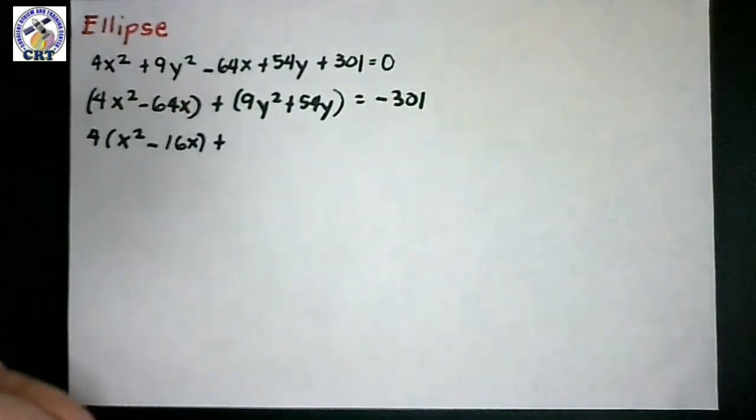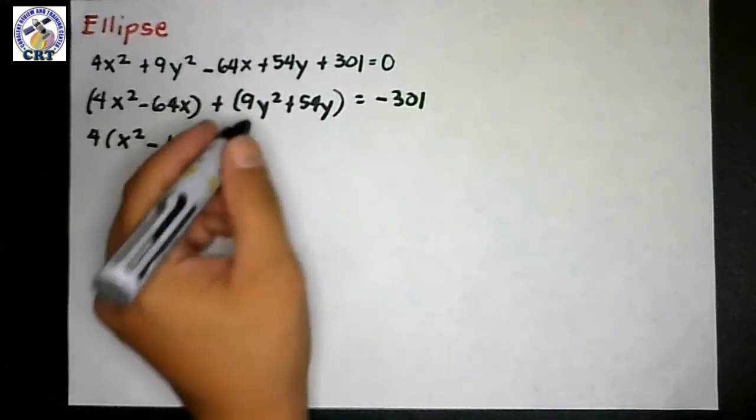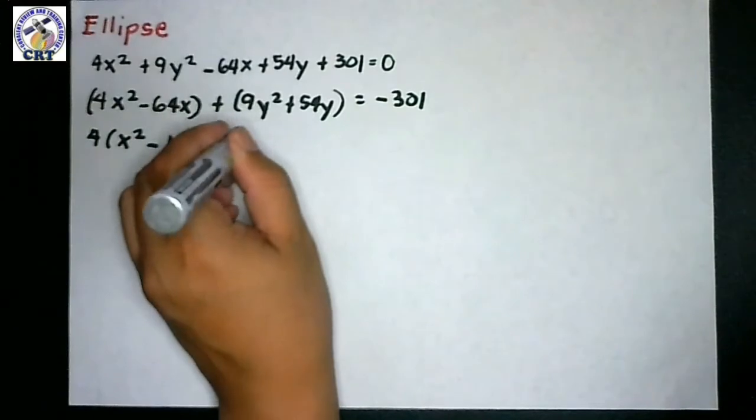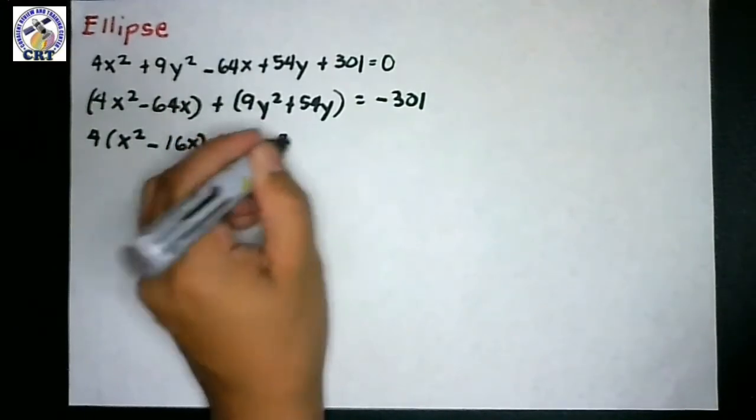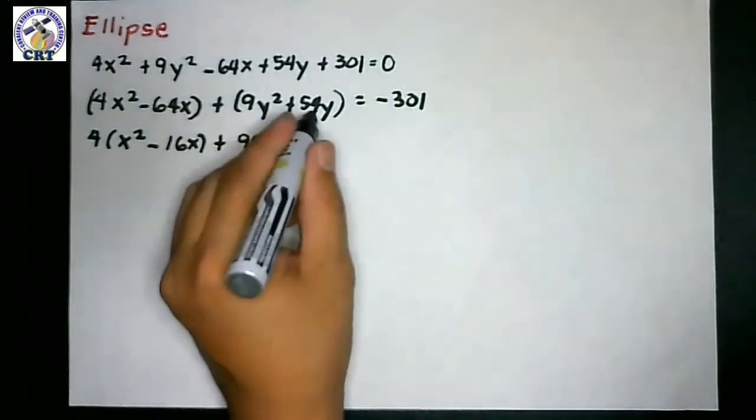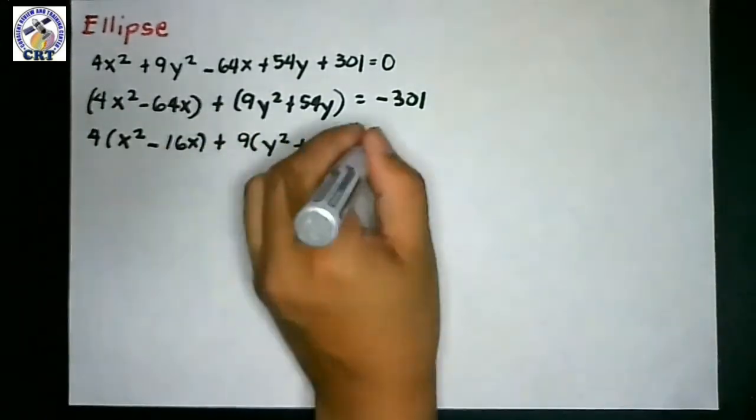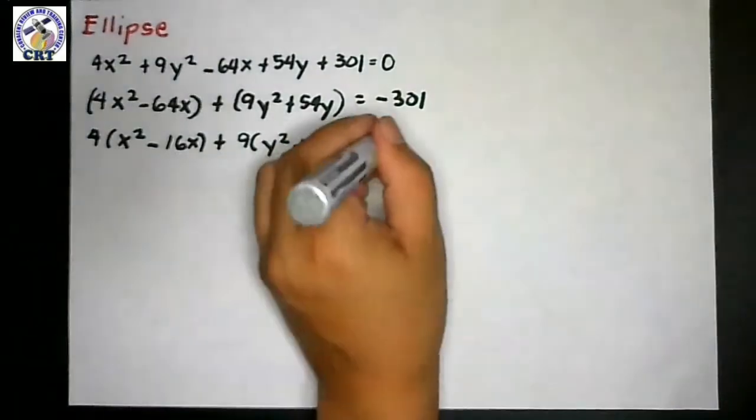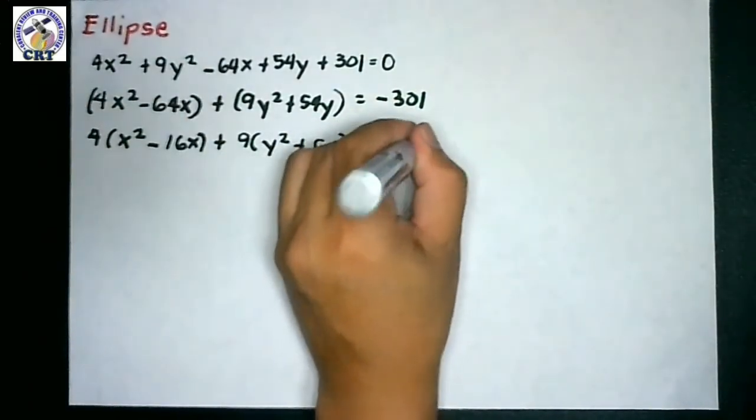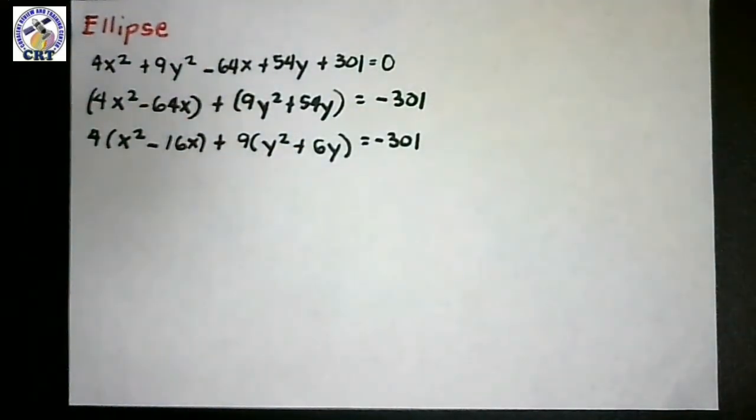Then, ito naman sa group of y, ang ipa-factor natin yung 9. Okay, so 9 para maging y squared na lang. And then, yung 54, pag nag-factor out ka ng 9, magiging 6. So, meron kang 6y. Sa right side, kopya pa lang muna yan. Okay? So, next.